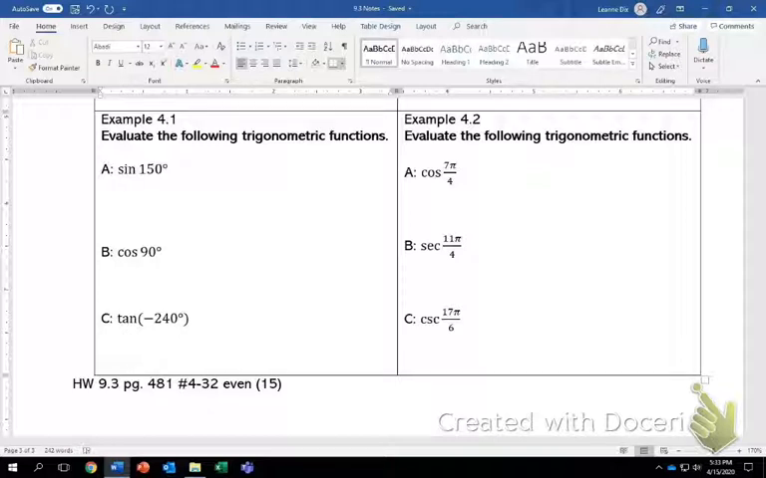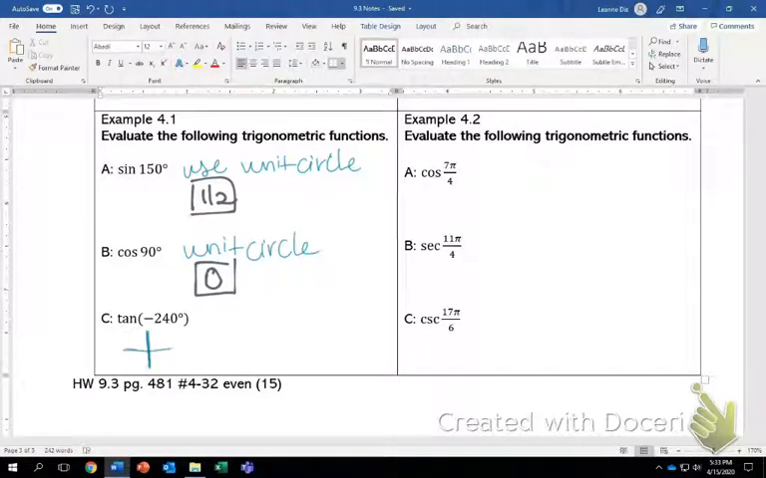And so we start off with sine of 150. This is actually on our unit circle, so we don't even have to do much work here. So we're going to use the unit circle. And if we go to the unit circle, we can see that our answer for sine, which is our y value, is 1/2. All right, letter B, cosine of 90, that's one of our common degrees. Again, use the unit circle. And cosine is our x value, which puts us at 0.